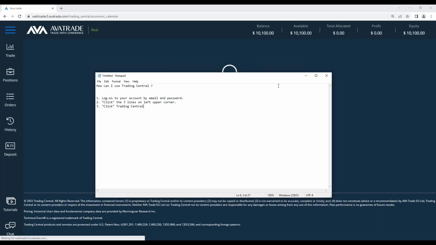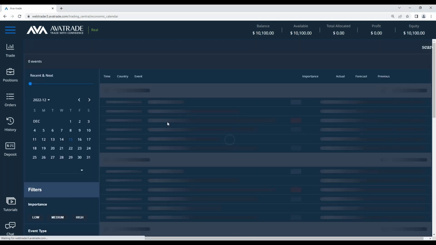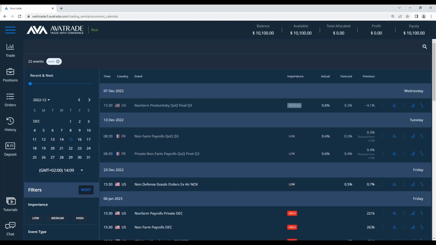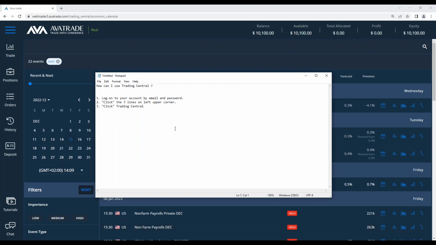Now, before we look at the economic calendar and we understand how it works, it's important to know that there are 2 kinds of analysis. There is technical analysis, and there is fundamental. Let me begin first with technical analysis. So technical analysis is what is in the chart.